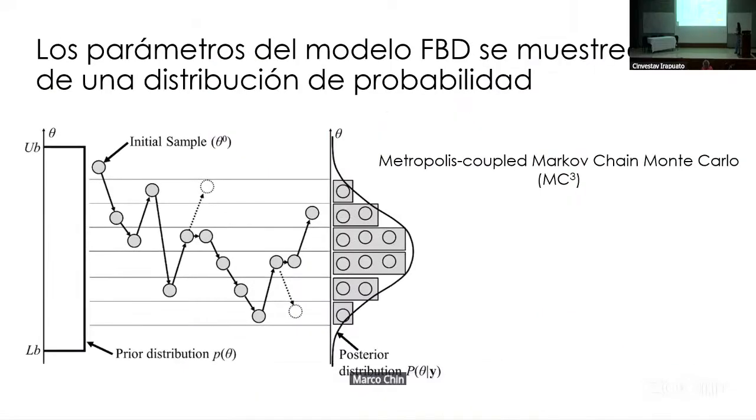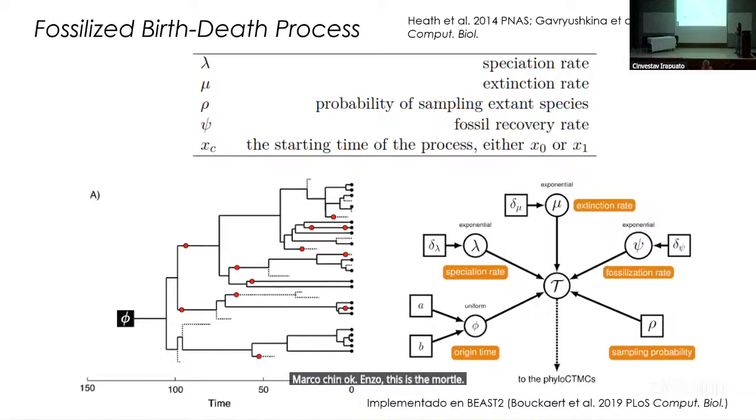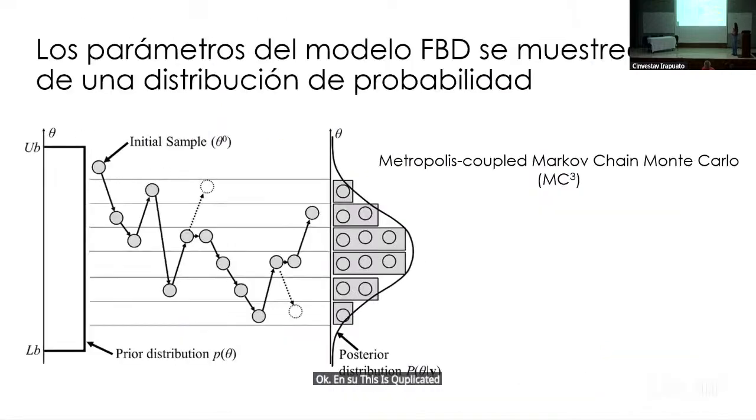Okay, so this is the model. We need to estimate these parameters to obtain a phylogenetic tree with fossils in it, okay? And this is quite complicated, so we rely on the MC3 algorithm, Metropolis Coupled Markov Chain Monte Carlo. Maybe you have heard about this because it is very popular, especially in Bayesian analysis.